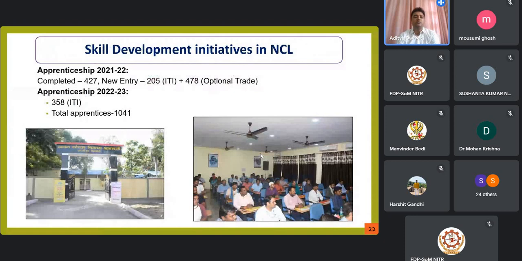Skill development initiatives, apprenticeship. We give apprenticeship to ITI students and non-ITI students also. Currently, in 2022, we have trained 1041 apprentices and given them proper training inside the mines.